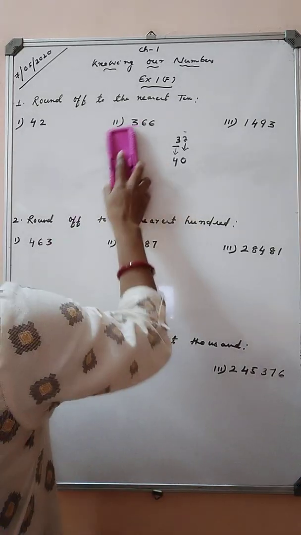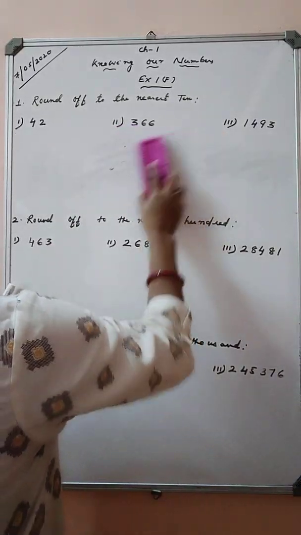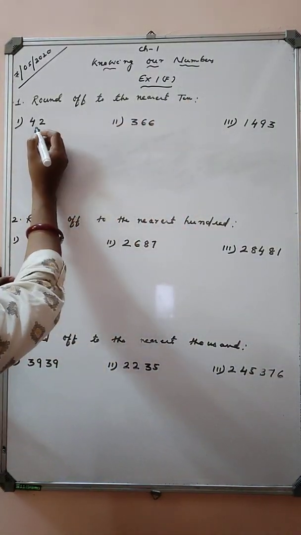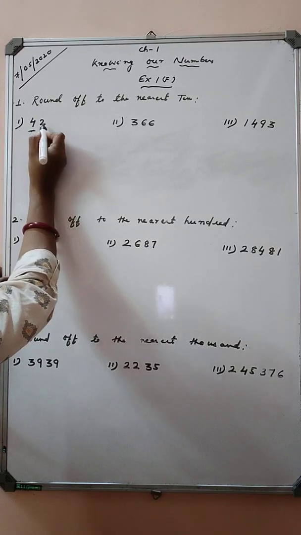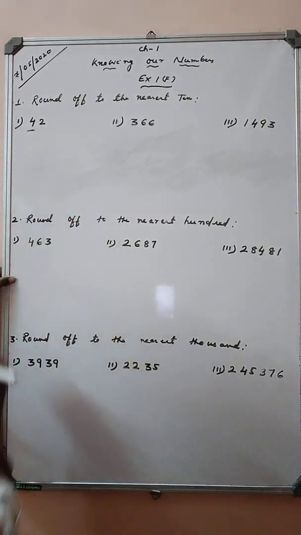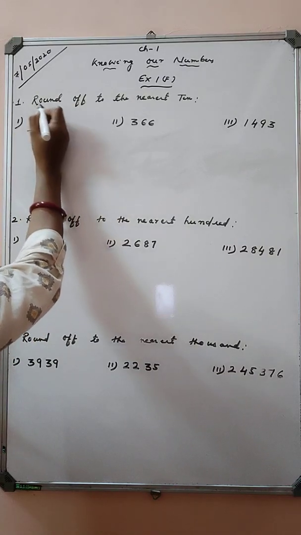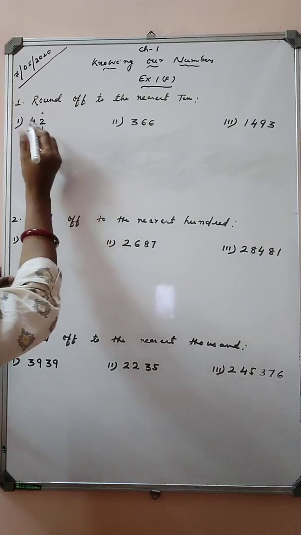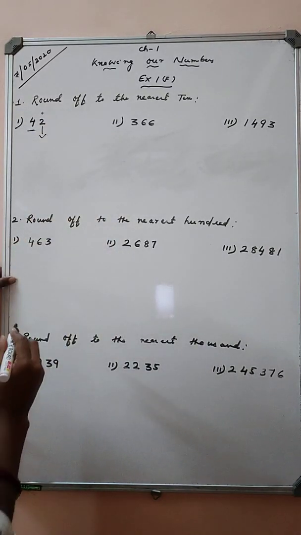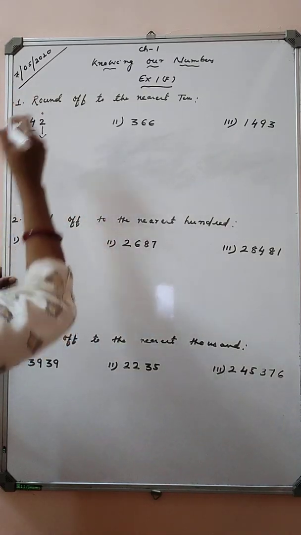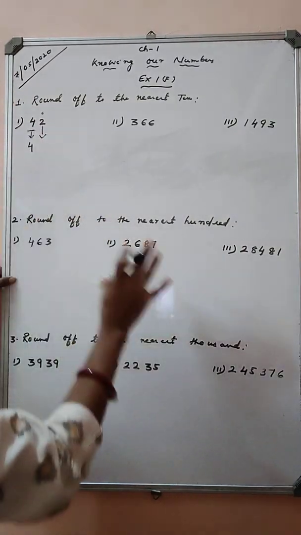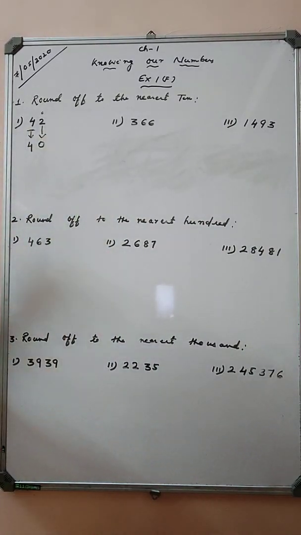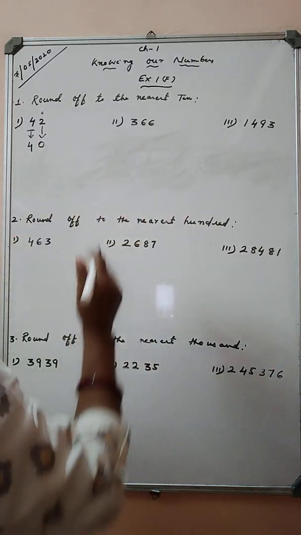Now let us start the exercise. Round off to the nearest 10. Our first question. Our rounding place is this. This is ones, this is tens. So this is our rounding place. According to the rule, we have to see the previous digit, that is the digit at ones place. Now the digit at ones place is less than 5. That means we have to round down. So 4 will be 4 only. No need to change. And the digit at ones place will be 0. So 42 got rounded to 40. Now next question.